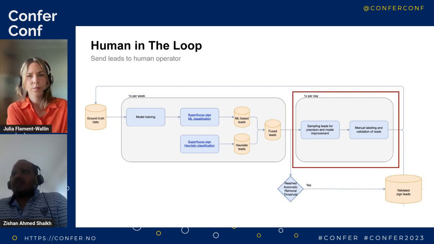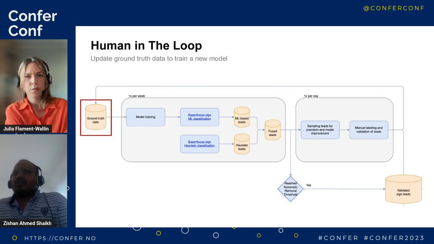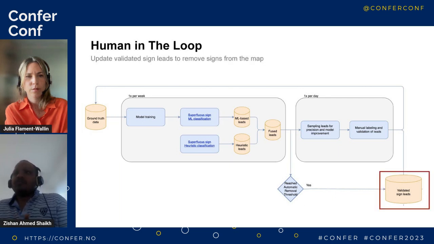The manual labeling is happening, you can see that there's a feedback loop. And this is more ground truth for us. And the process continues in a lifelong manner where we continue validating and collecting the seeds. And maybe within a week, we retrain the model with a bigger data set, which would give us better performance on the machine learning models. And as an outcome, we also have some leads which are validated and can be removed from the map.